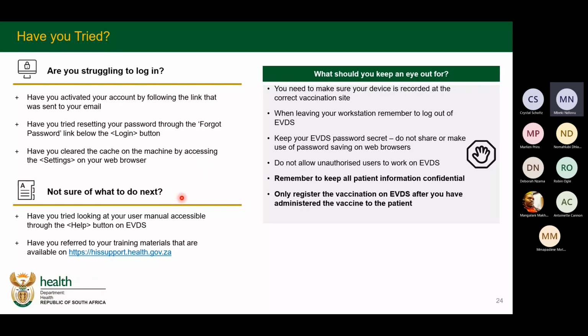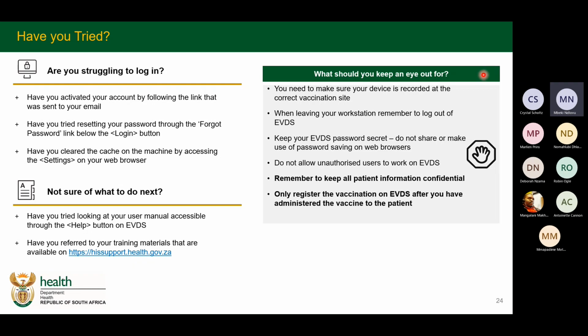If you're not sure what to do next, we ask, have you tried looking for a user manual that is accessible through the help button on EVDS? I've showed us that help button, where to find it. And have you referred to your training materials that are available on this web link? I think I showed us this web link earlier on again. It's hissupport.health.gov.za.